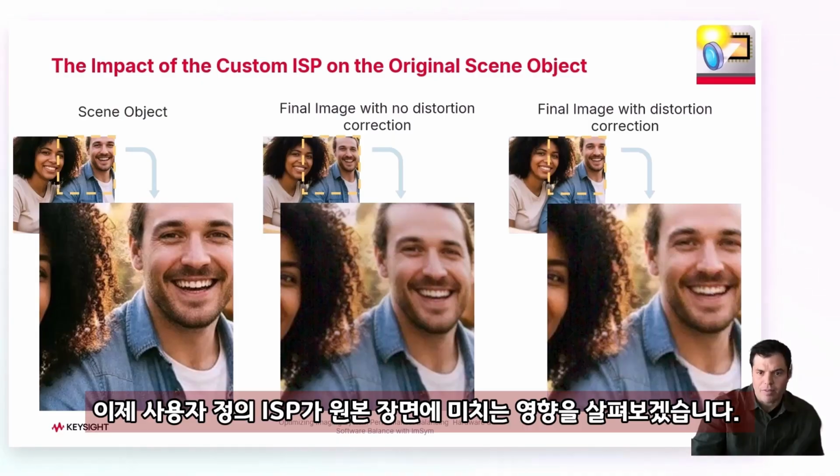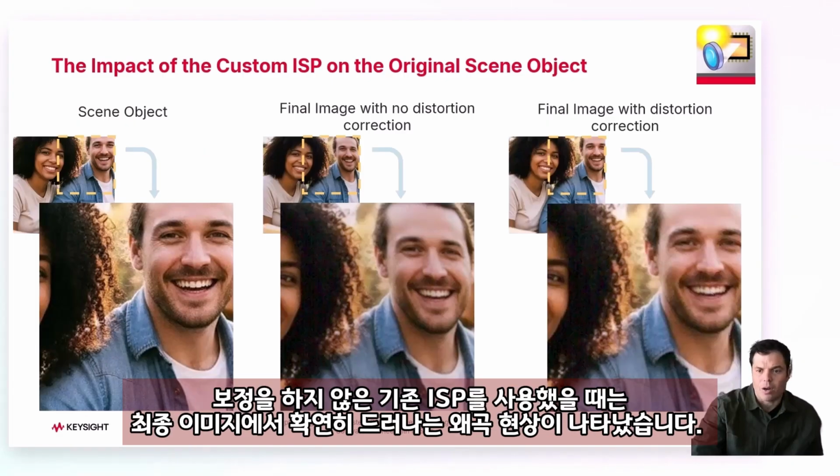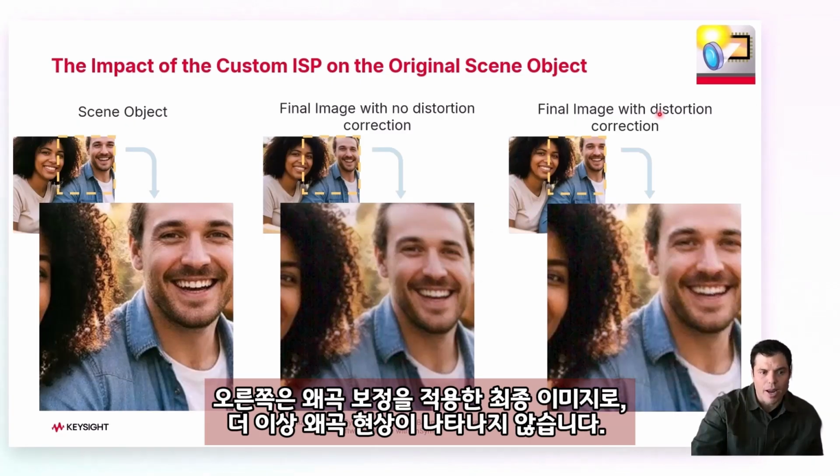Let's look at the impact of the custom ISP on the original scene object. The original scene object that we had was this image of our friends, and with them looking like this in the corner. When we had our original ISP with no correction, we had this deformity in the corner that clearly showed in the final image. On the right, we have our final image with our distortion correction, where we no longer have this distortion effect affecting the final image.